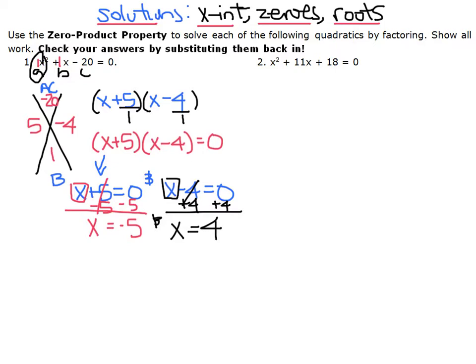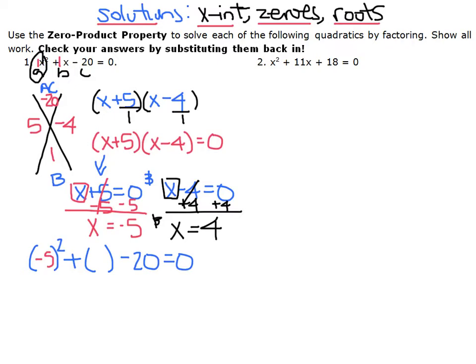Now, we're going to check to see if we did this right by substituting in our answer. So I have x squared, which I don't need to put in there. x we're going to change to a number. So I have x squared plus x minus 20, and it's supposed to equal 0. Well, what's our first x value we have?